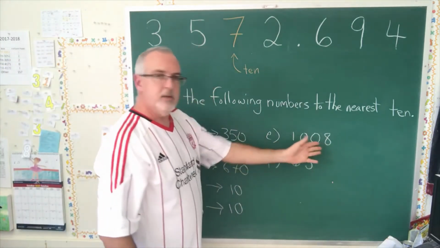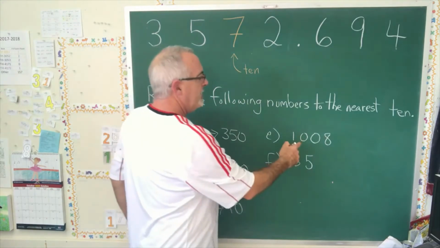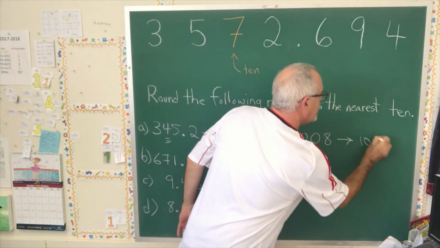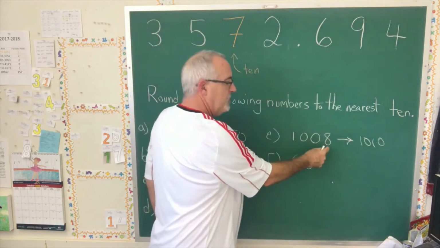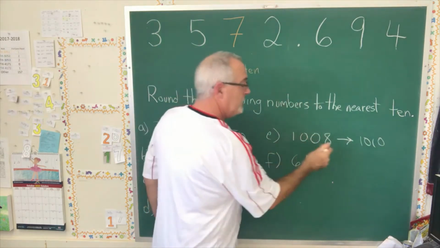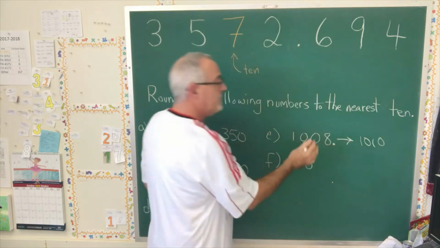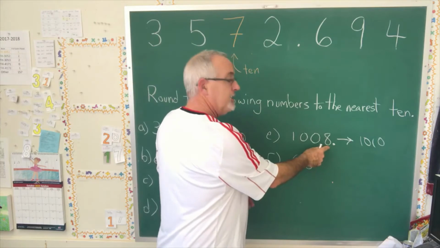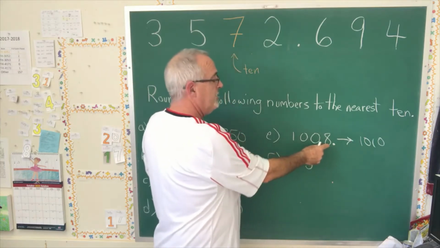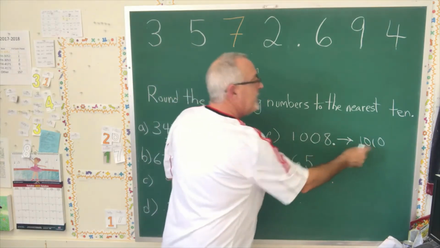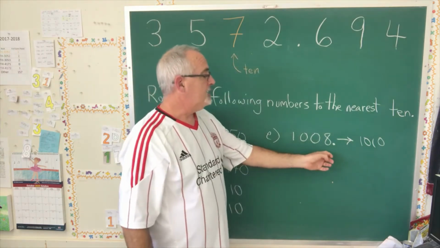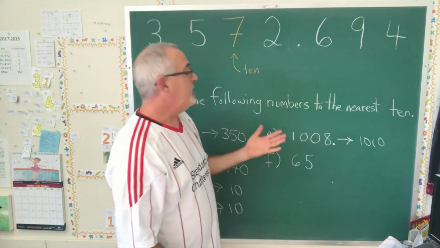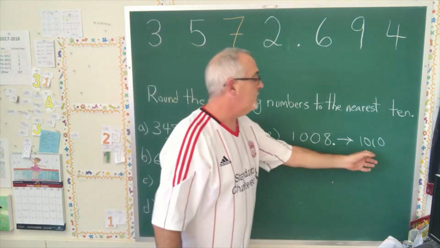1008, these extra zeros can be a little confusing, but 1008 rounds to 1010. The number in the unit position is here. We don't have a decimal. We can draw a decimal here if we want to remind ourselves where the decimal would be in this number. The number in the unit position is an 8. It's greater than 4, so we round up. That turns this 0 into a 1. 1010 is the rounded version of 1008 rounded to the nearest 10, because 1008 is closer to 1010 than it is to 1000.